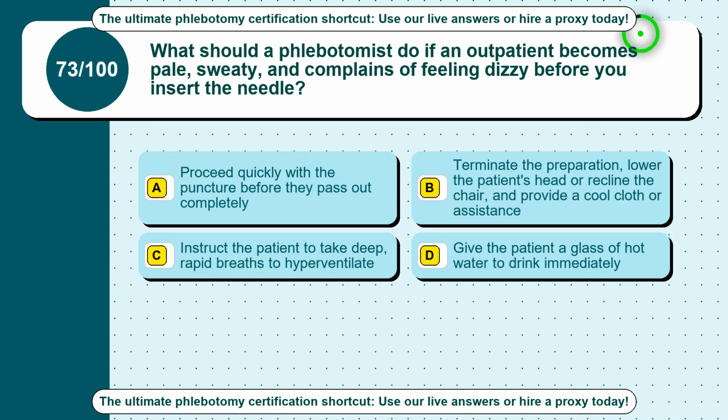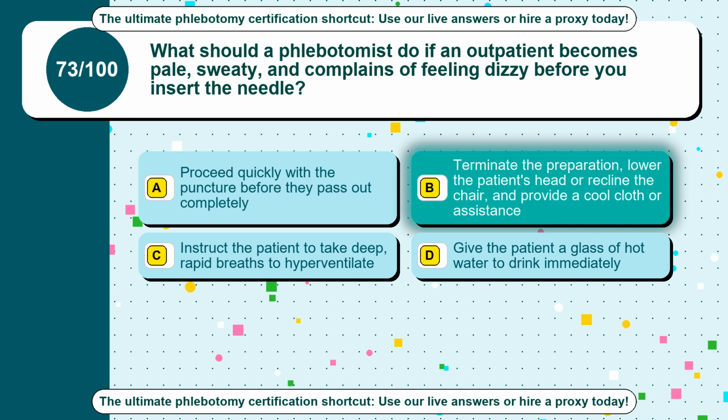Question 73. What should a phlebotomist do if an outpatient becomes pale, sweaty, and complains of feeling dizzy before you insert the needle? Option A. Proceed quickly with the puncture before they pass out completely. Option B. Terminate the preparation, lower the patient's head or recline the chair, and provide a cool cloth or assistance. Option C. Instruct the patient to take deep, rapid breaths to hyperventilate. Option D. Give the patient a glass of hot water to drink immediately. The correct answer is option B.